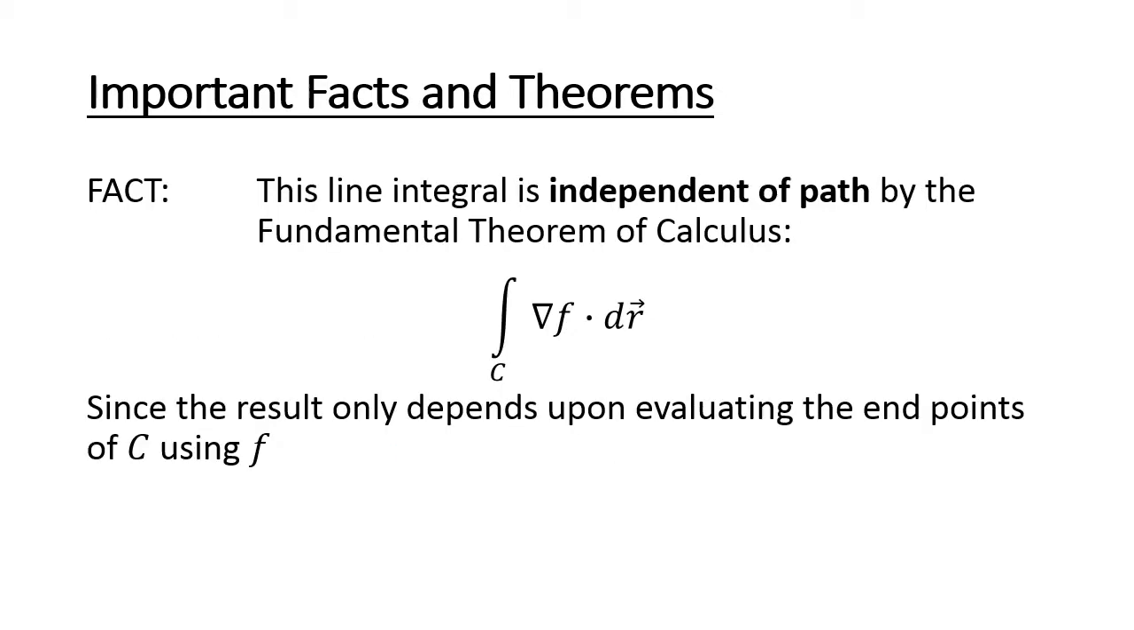Now, fact. This line integral is going to be independent of path by the fundamental theorem of calculus. I'm going back and reviewing from when we first set up the fundamental theorem of calculus earlier in the video. Remember, independent of path means that I only need to evaluate the endpoints of my antiderivative to solve this integral. And in this case, the gradient is the derivative, so for the antiderivative of the derivative, we only really need to use our potential function f.